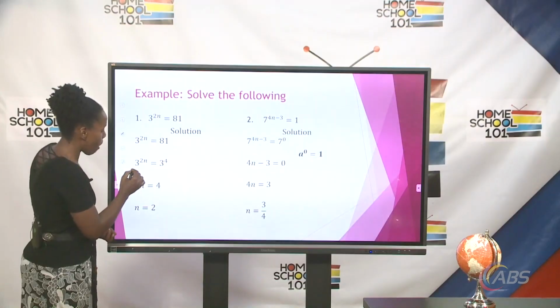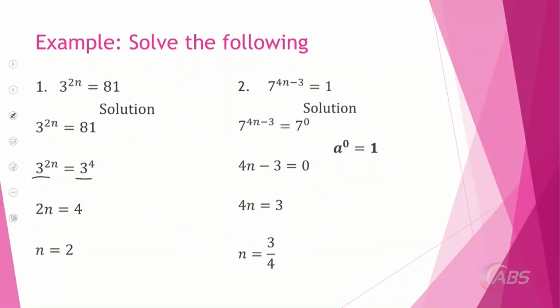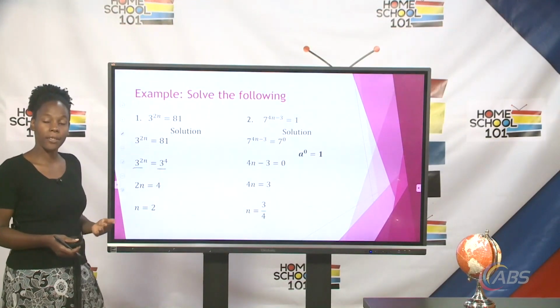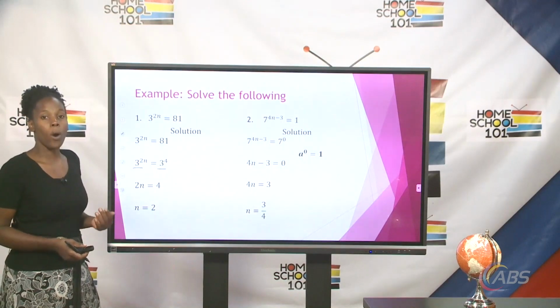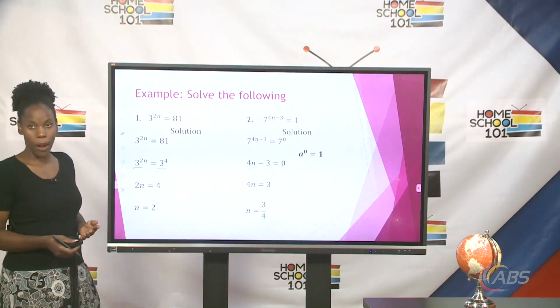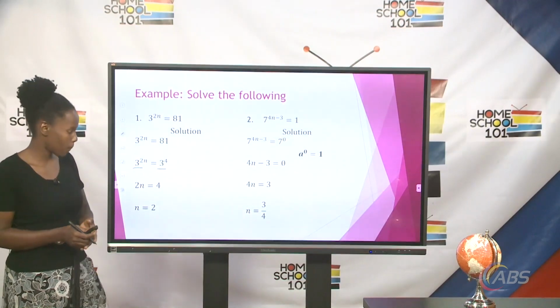Now that I have the common base of 3 on both sides, I can simply drop the base and equate the powers. So equating the powers, it becomes 2n is equal to 4. Therefore, n is equal to 4 divided by 2, which gives a value of 2. So again, we try to write both sides in terms of the common base. Once we have the common base on both sides, we drop the base, equate the powers, and solve for the unknown.